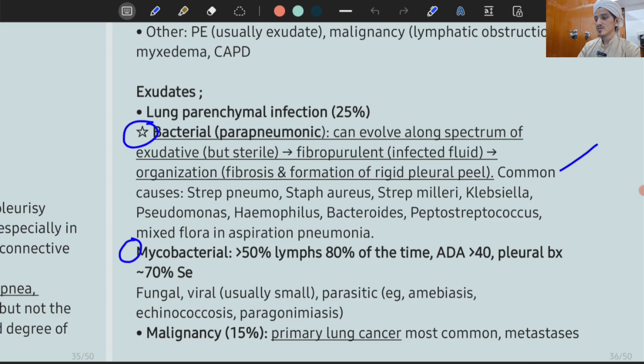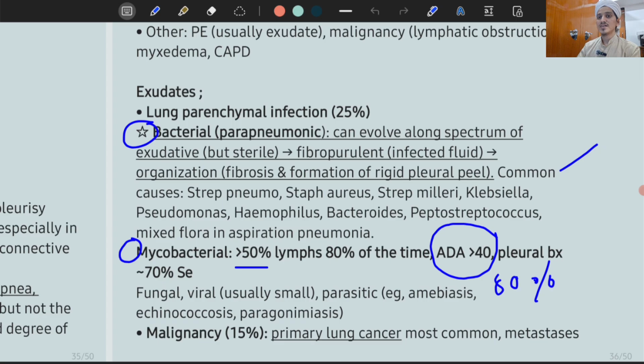Mycobacterial tuberculosis is also an important cause of exudative pleural effusion. More than 50% of the time you will have lymphocytes, okay, 80% of the time. And an important point is adenosine deaminase will be more than 40, and it has a sensitivity of 80%. Okay.